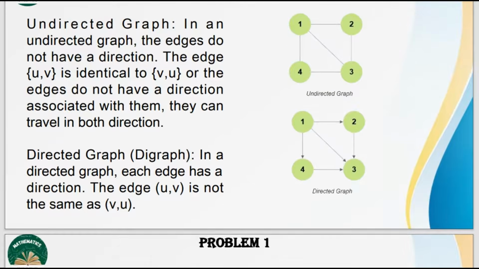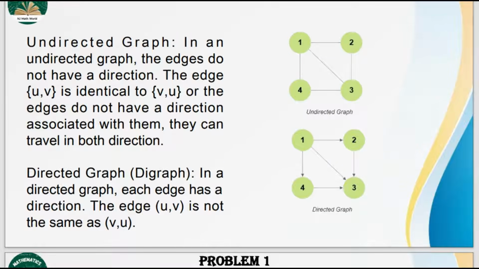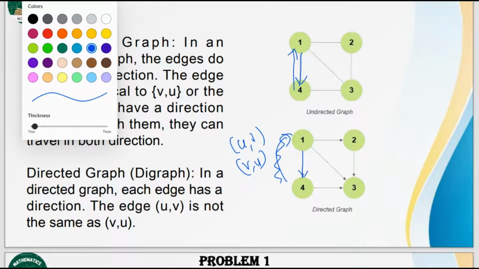Then the next one is called a directed graph, also called a digraph. In a directed graph, each edge has a direction, and U comma V is not the same as V comma U. In an undirected graph, I can go from 1 to 4 and I can go from 4 to 1. But in a directed graph, there is only one way. I can go from 1 to 4 itself, I cannot go back. So only U comma V will be there, but V comma U is not applicable for a directed graph. Directions are given, so you can walk only in that direction. That is called a directed graph.